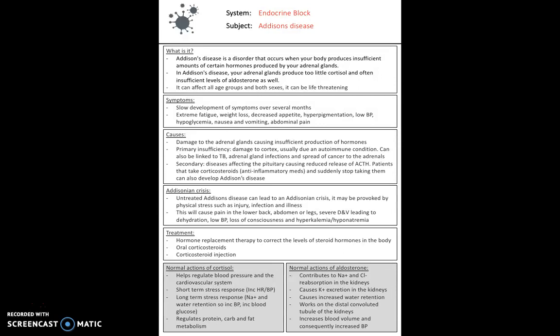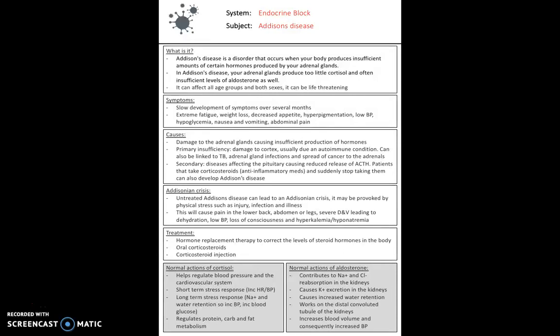But then we can think about secondary causes, and these are ones that come from higher up, so problems with the pituitary or the hypothalamus, for example. Also, we can link this into patients that take corticosteroids, so these are anti-inflammatory meds, and suddenly stop taking them, they can develop Addison's disease, and this is classed as a secondary cause as well.